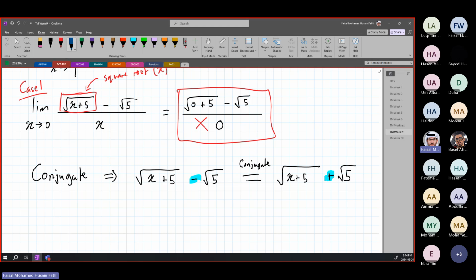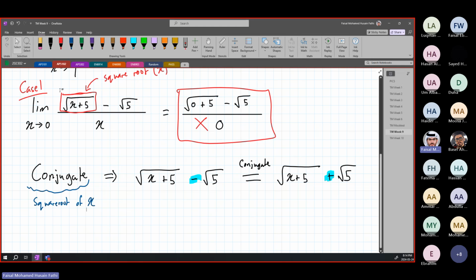The conjugate is only used when we have a square root of x. This is when it is used, whether it is in the numerator, in this case the top, or in the bottom, depending on how the question shows up. So this is the first case.